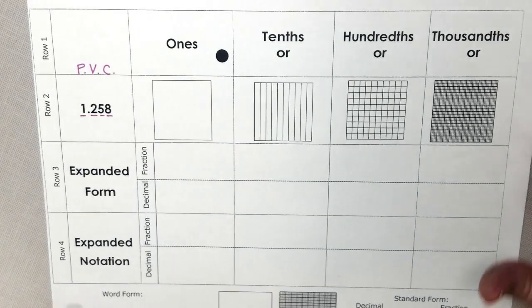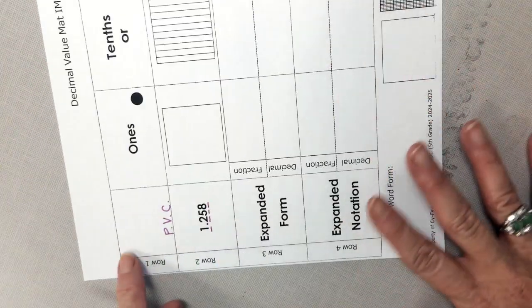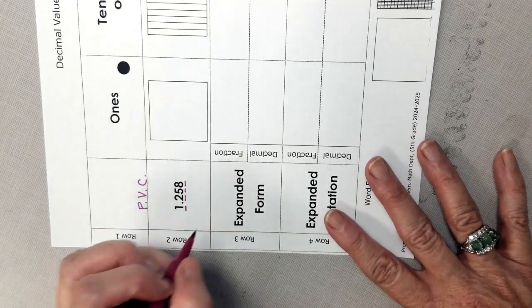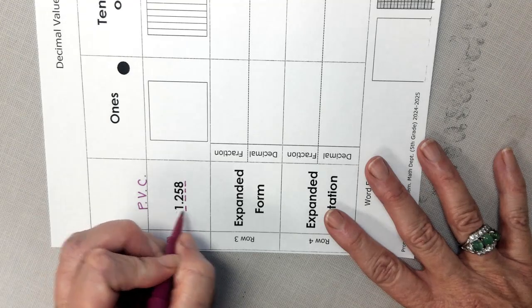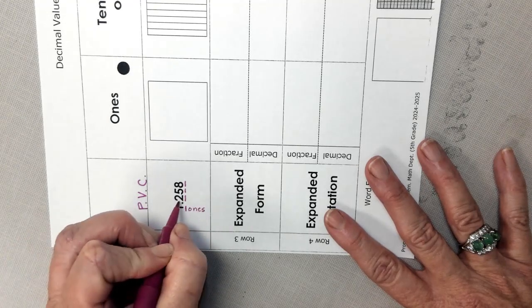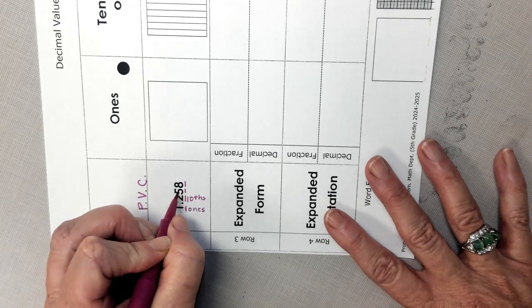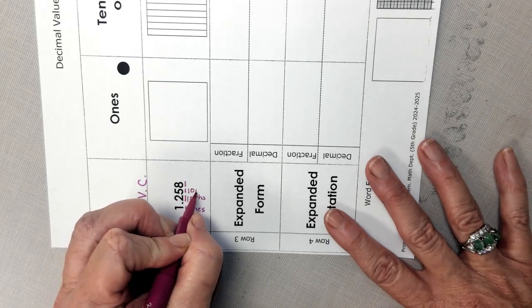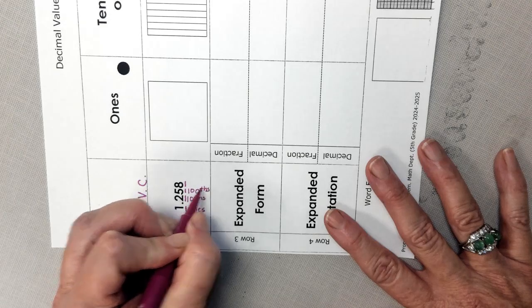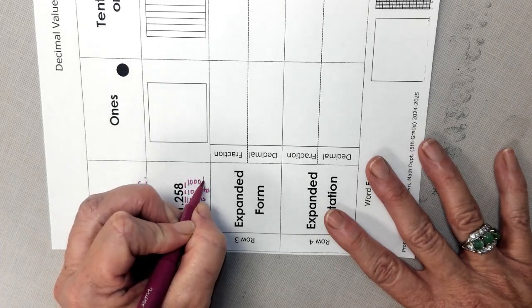All right. So now that we have our PVC, we're going to turn our paper. And I'm going to label these places. So the digit 1 is in the ones place. The digit 2 is in the tenths place. The digit 5 is in the hundredths place. And the digit 8 is in the thousandths place.